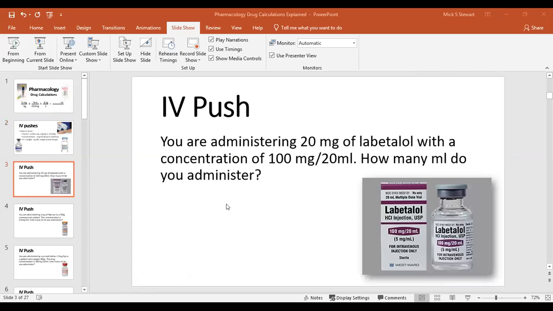So first example is labetalol. We are ordered to give 20 milligrams of labetalol. Our drug has a concentration of 100 milligrams in 20 mLs. Now again, you can see right here on my box or on my packaging, right here's my concentration, 100 milligrams in 20 mLs. It's also expressed as 5 milligrams per milliliter. Again, if I took a syringe, drew out 1 ml, I would have 5 milligrams in it. Now I told you earlier, I recommend using these smaller numbers here to do your calculations with if you have it available. But since our equation is giving you this information, that's what we're going to go with.